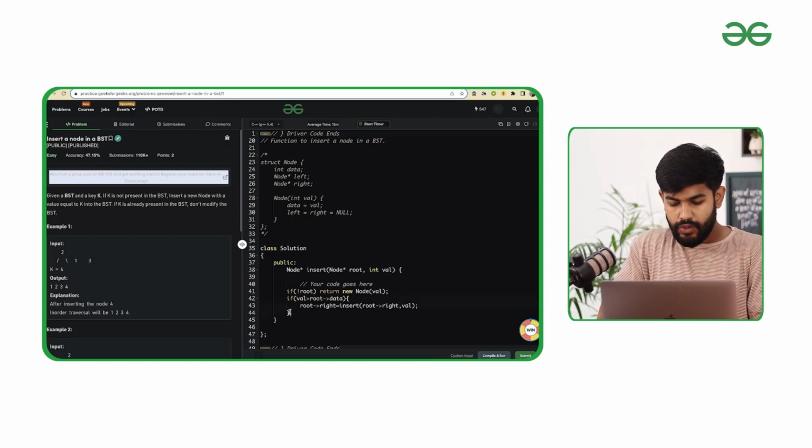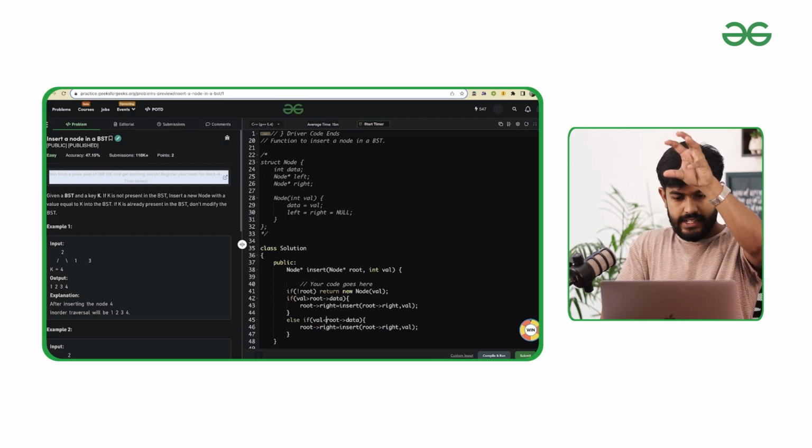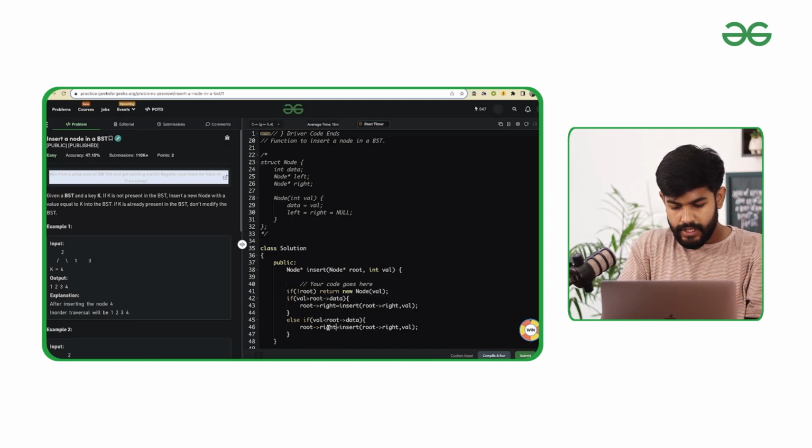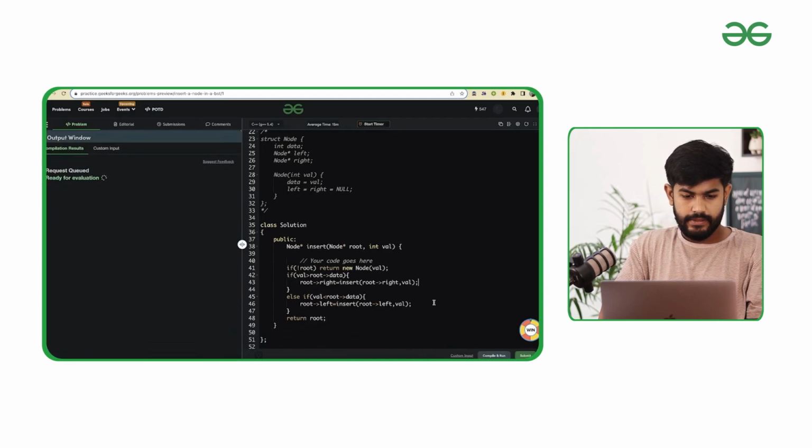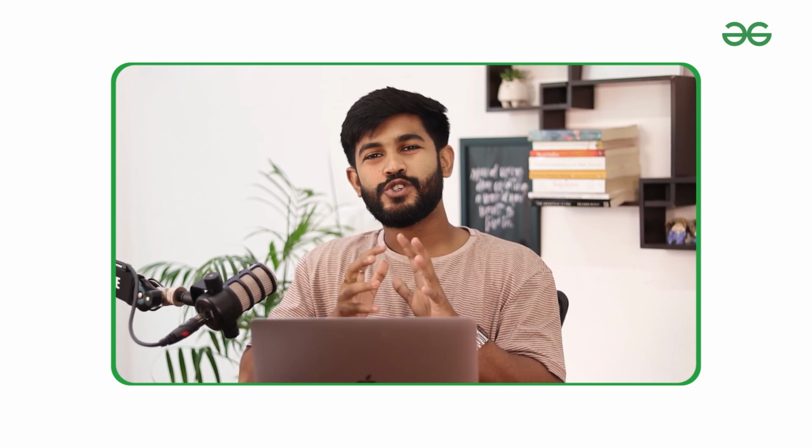Okay, and we would do again the same thing but inside else if. Here this one would be less. If that value is less, then we would move on to the left hand side. So this would be left and this would be also on the left hand side. At the end we would simply need to return the root. Okay, this seems simple enough. Now let us see this. And yes, we are able to solve this problem.